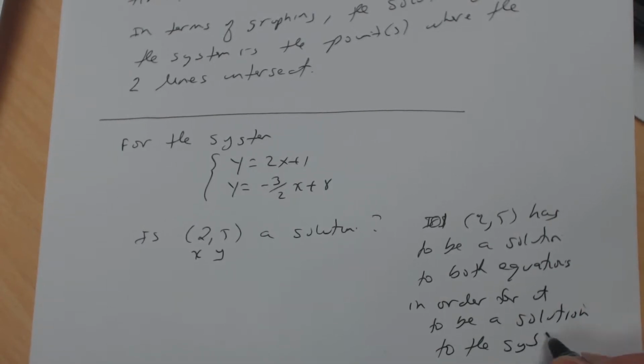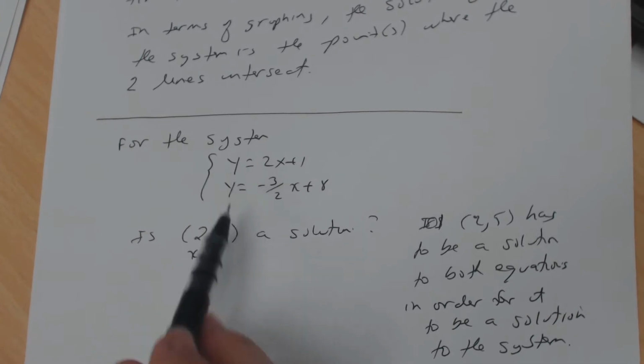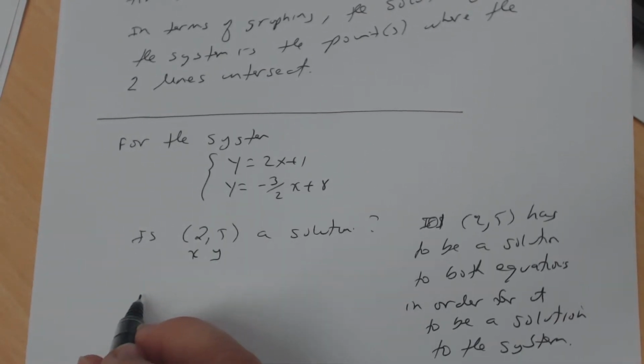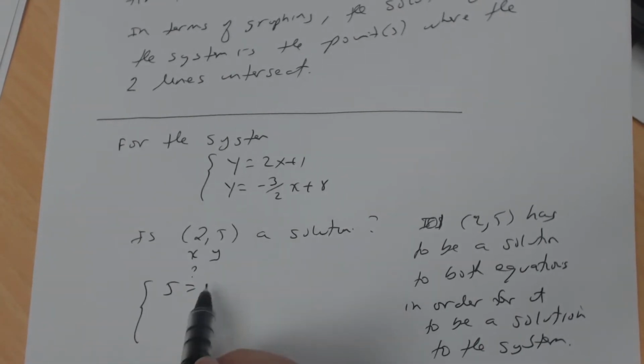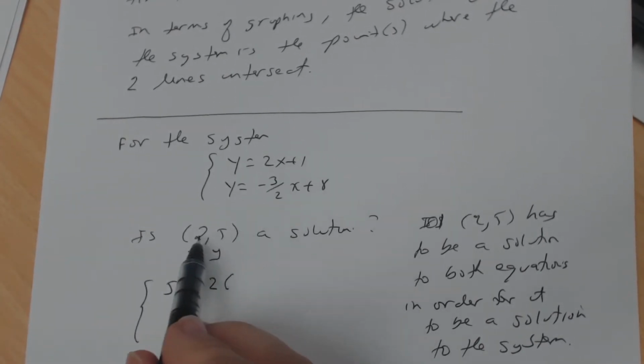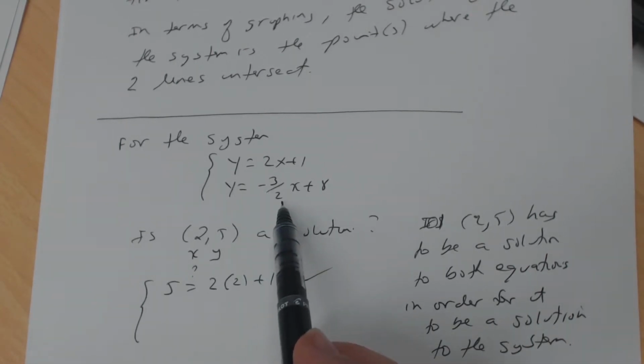Okay, now, alright, so we go back to the original. So y is 5, so I'm asking myself, is 5 equal to 2 times x, x is 2, plus 1? And you can look at this, 2 times 2 is 4, 4 plus 1 is 5, and the answer is yes. Alright, but remember, you got to look at the other one also.